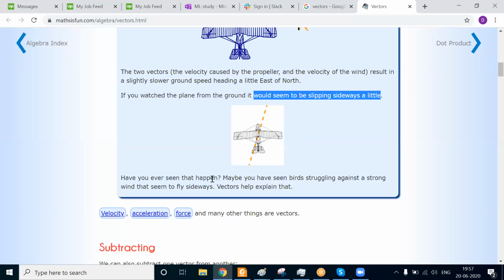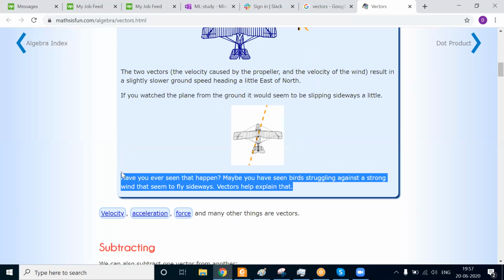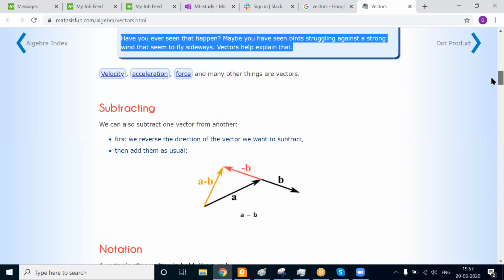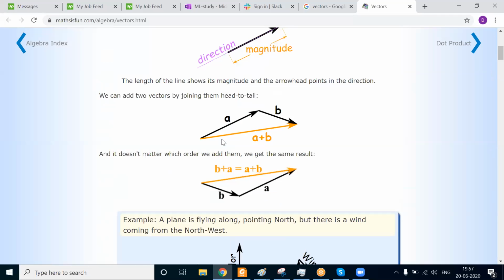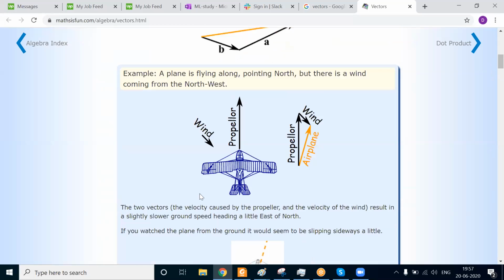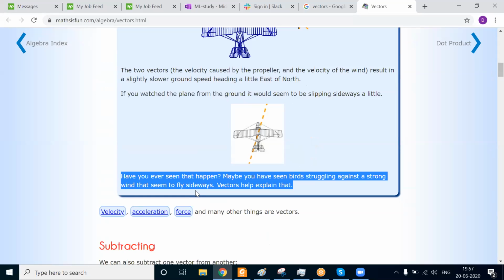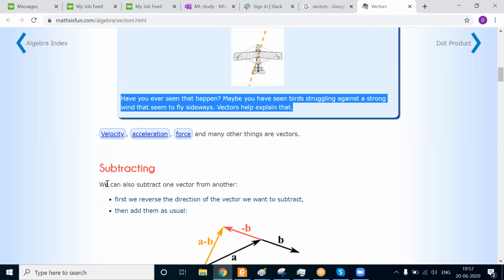Have you ever seen that happen? Maybe you have seen a bird struggling against a strong wind. Similarly, you have also observed how birds struggle to fly when there is a huge wind coming against them. That is also the magnitude of it. Now, this was about the vectors. Are you clear with the concept of the vectors? Okay. Now, subtracting the vector.